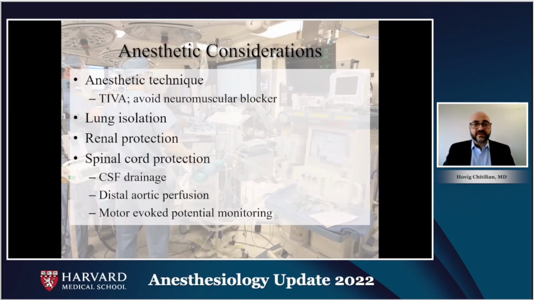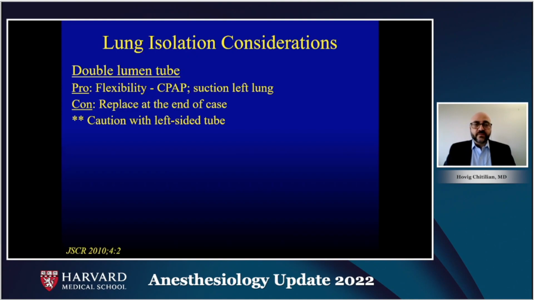evoked potential monitoring. So briefly regarding lung isolation, options include a double lumen tube, which provides greater flexibility to either oxygenate or provide oxygen to the collapsed lung with a form of CPAP, or to suction the collapsed lung. The downside to using a double lumen tube is it'll require replacement at the end of the case, and these are typically cases on the order of 6 to 10 hours with the head in a dependent position, so really a demonstrative airway.